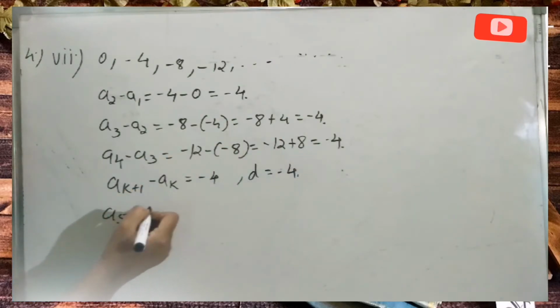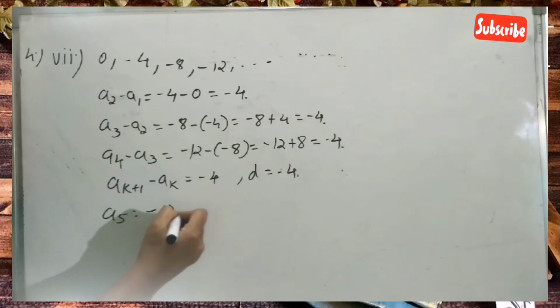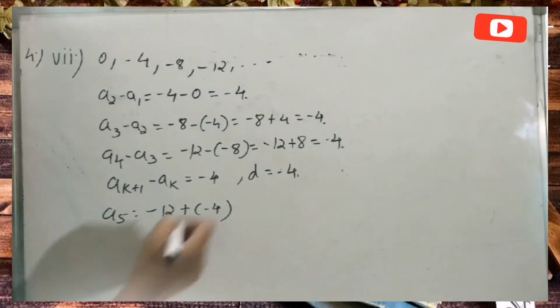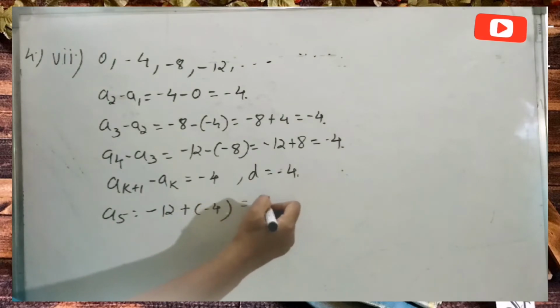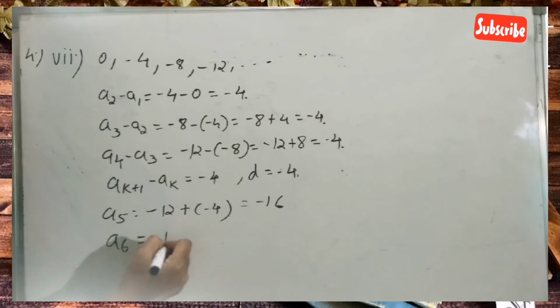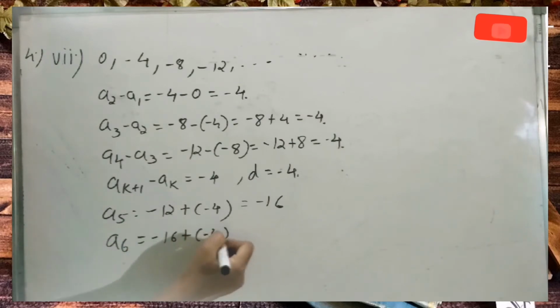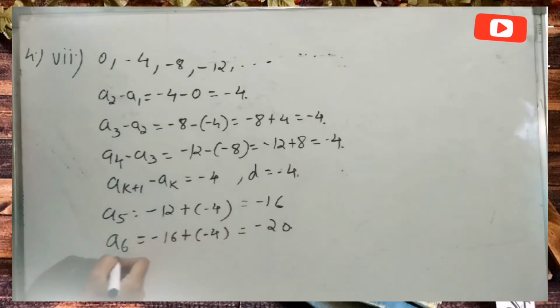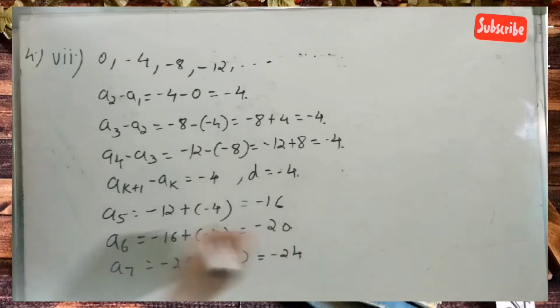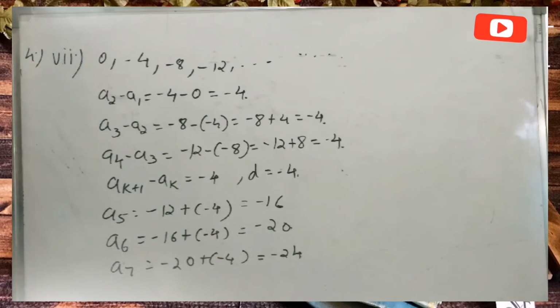Now a5 is equal to a4 plus d, minus 12 plus minus 4, that is equal to minus 16. And a6 is equal to minus 16 plus minus 4, which is equal to minus 20. And a7 is equal to minus 20 plus minus 4, which is equal to minus 24. Next one.